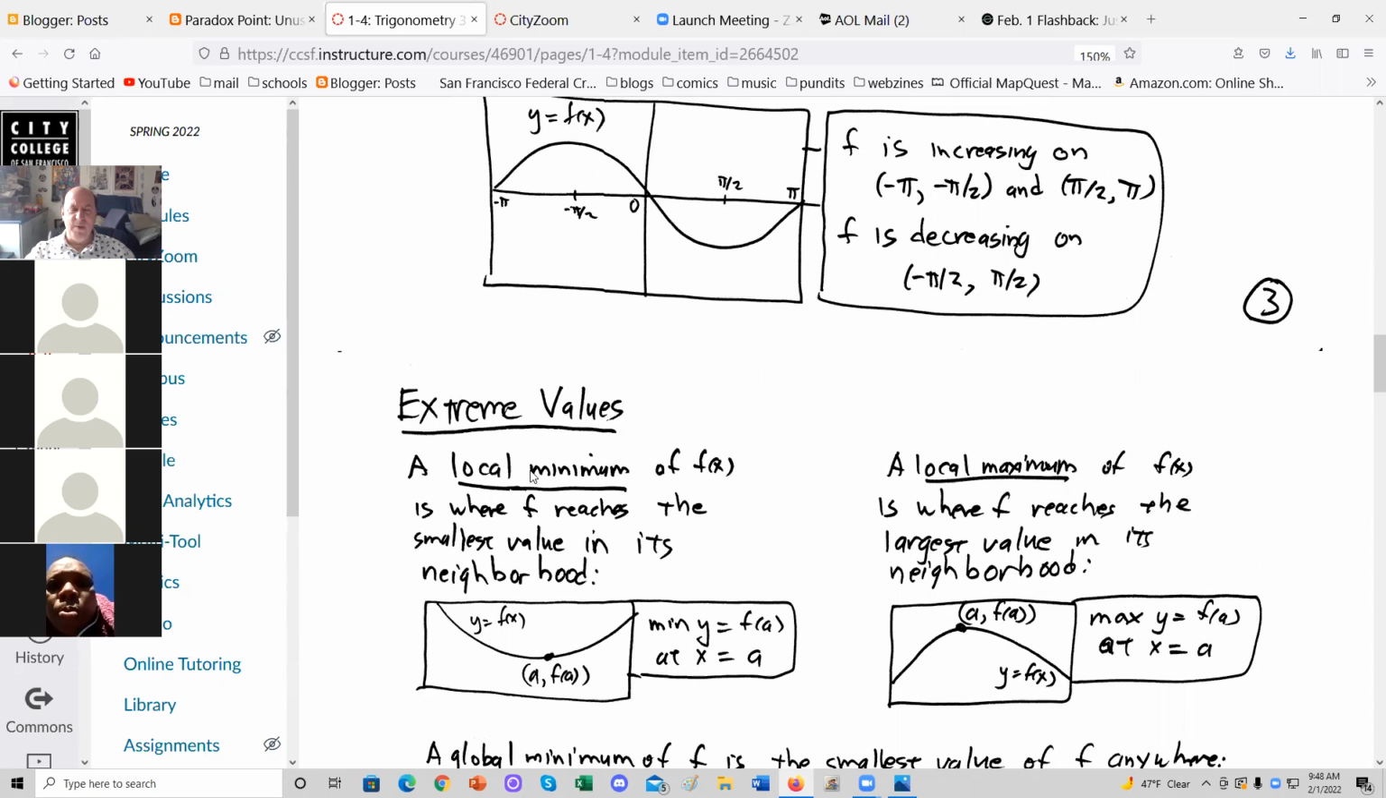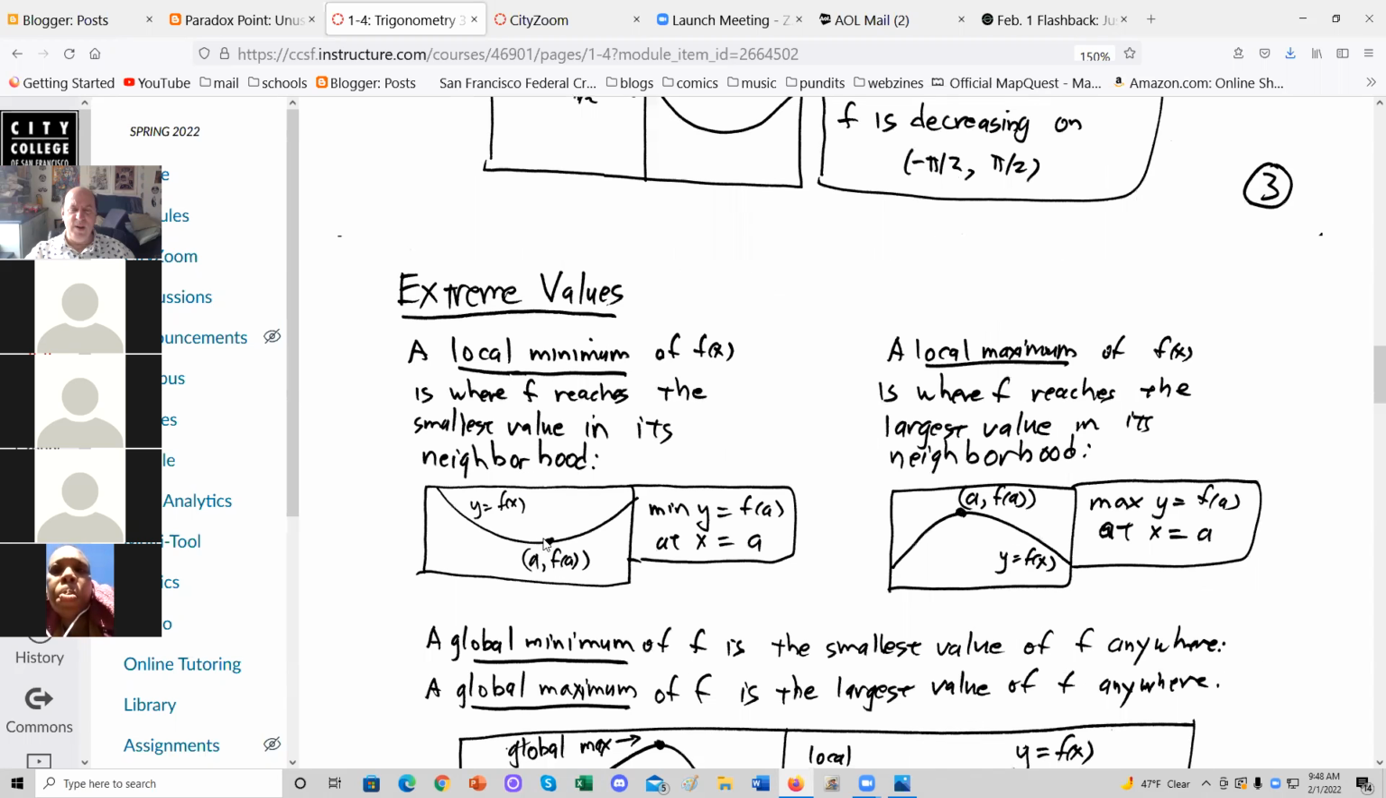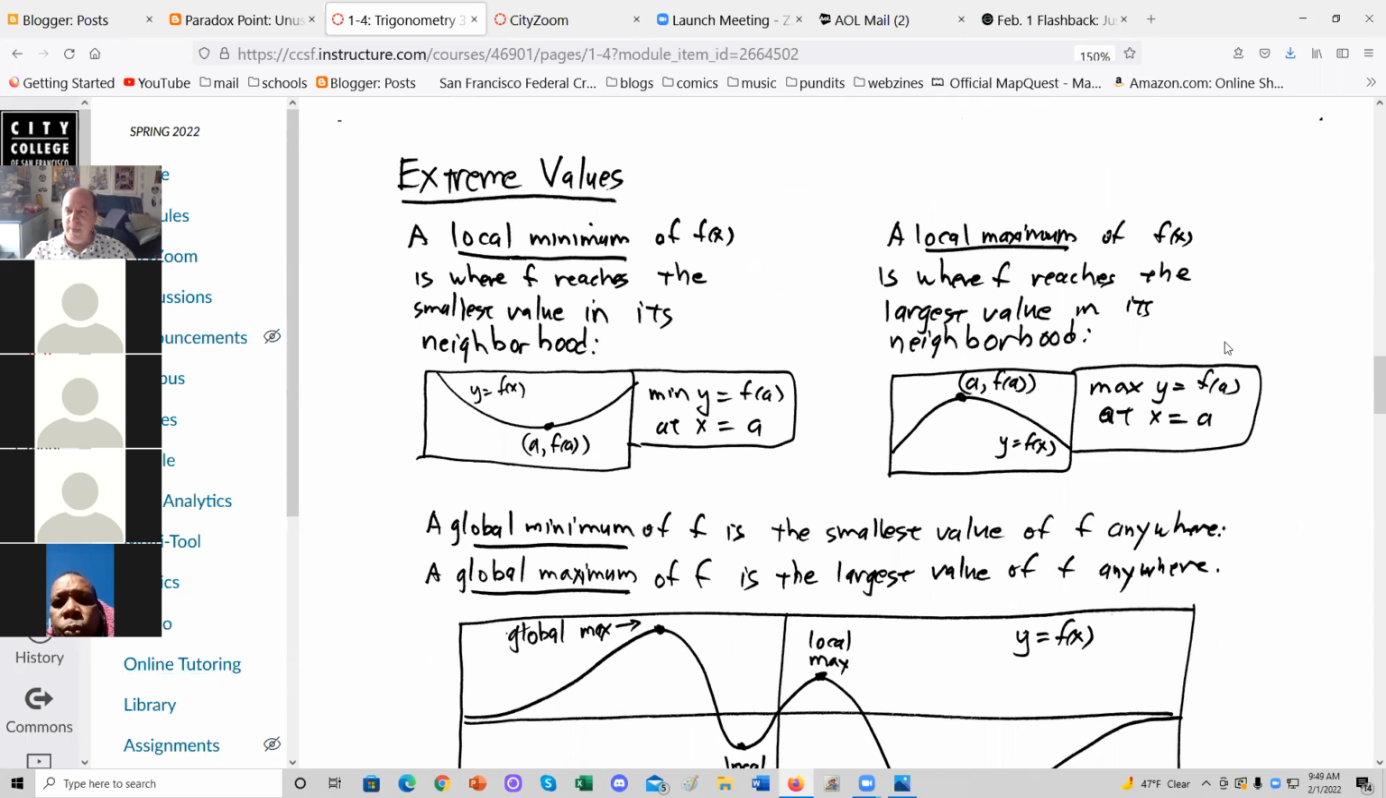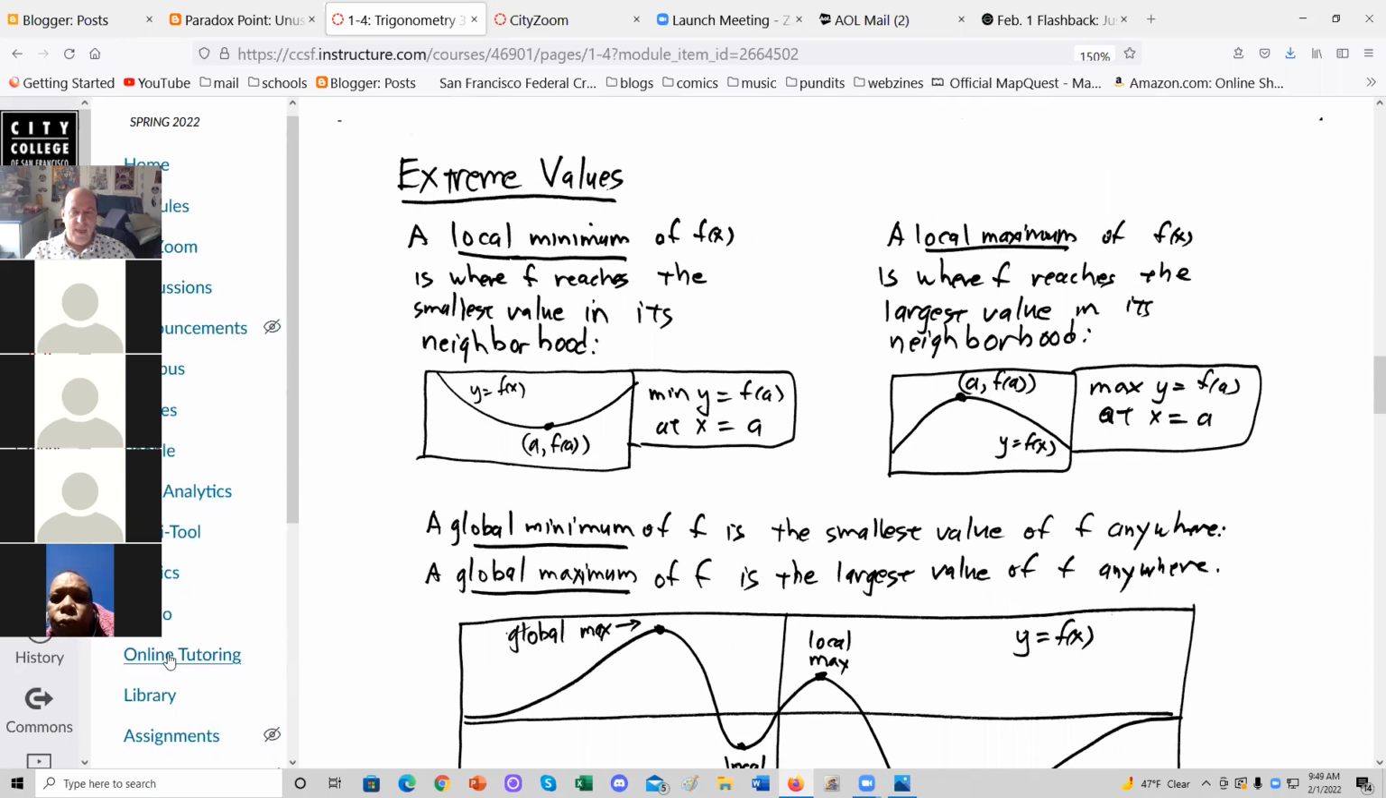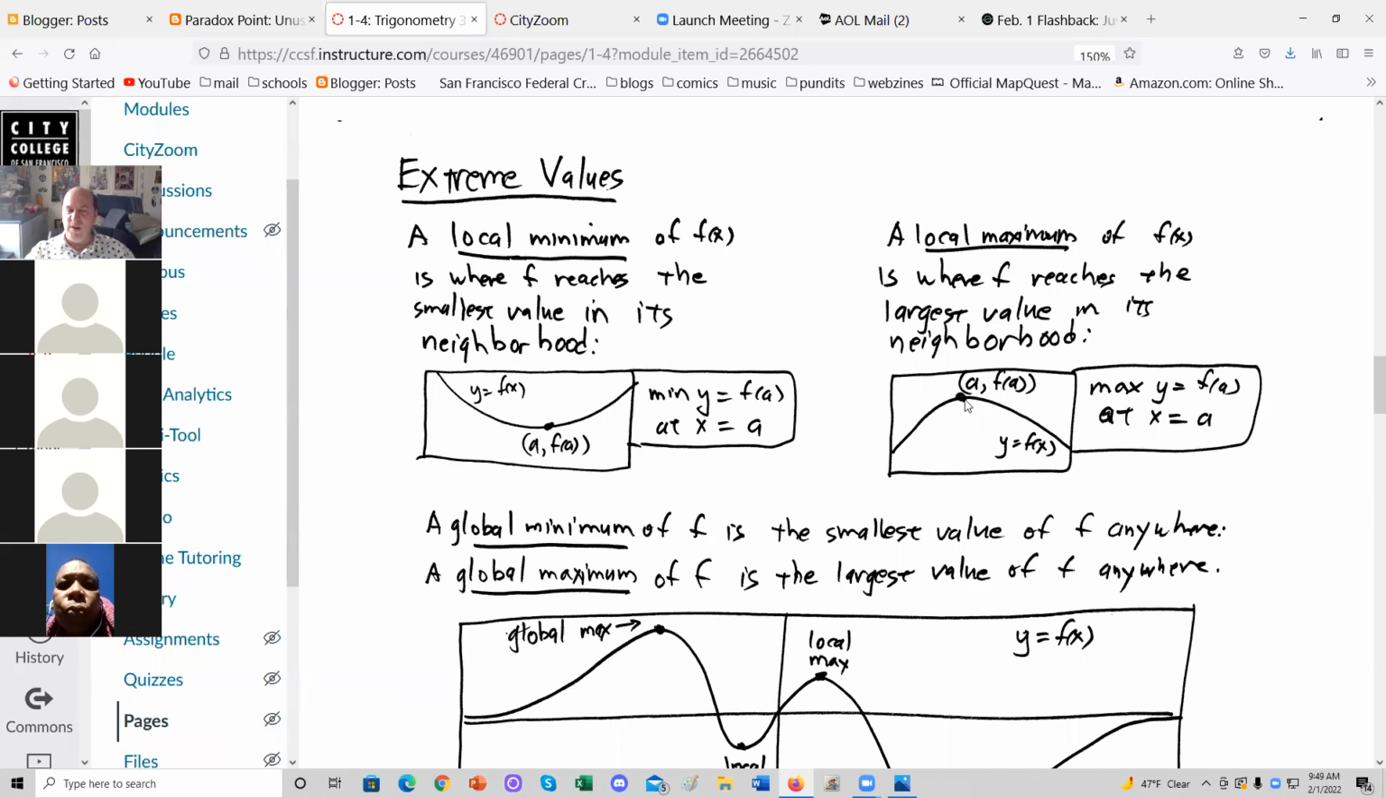So, okay, a local minimum is where f has the smallest value in its neighborhood, like this. And we write this down: minimum y equals f of a at x equals a. It's sort of important to note that it's minimum versus maximum, and note f of a, the value, and a, where it reaches that value. So these three things are required for an answer to this question. A local maximum is where f reaches the largest value in its neighborhood. So the maximum value of y is f of a at x equals a.